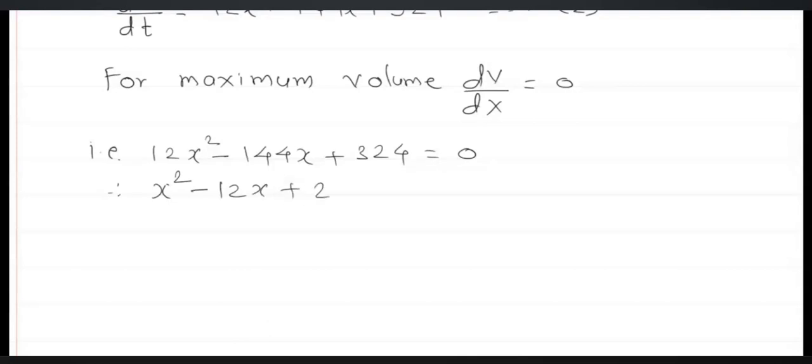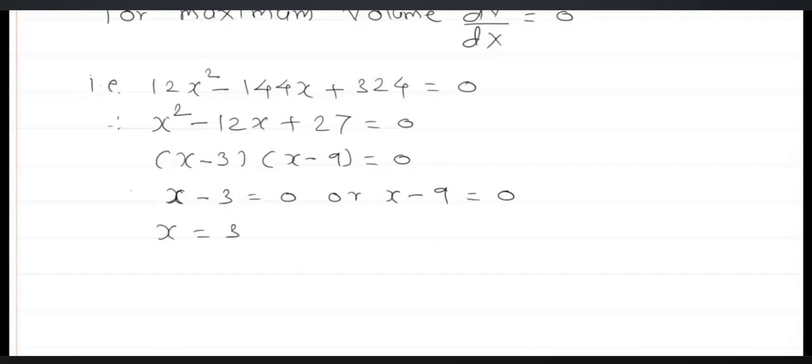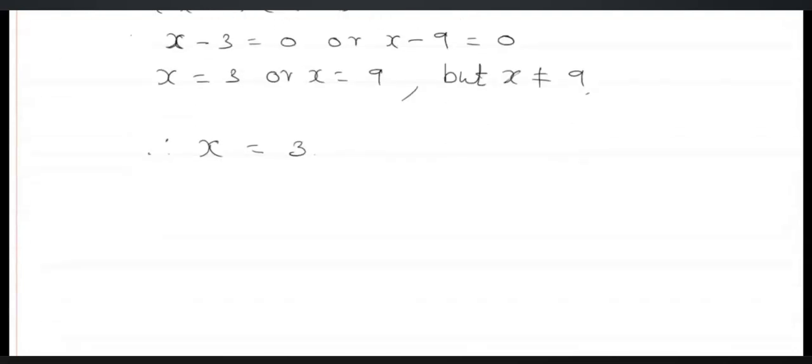x square minus 12x plus 27 is equals to 0. If we factorize it, then you will get (x minus 3) in first bracket, (x minus 9) in second bracket is equals to 0. Therefore, x minus 3 is equals to 0 or x minus 9 is equals to 0. x is equals to 3, but x is equals to 9 is not possible. If you cut 9 on both sides, then there will be no cardboard. Therefore x is equals to 3.